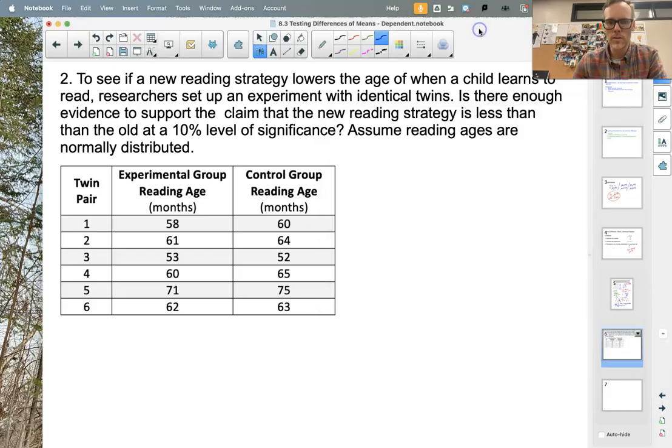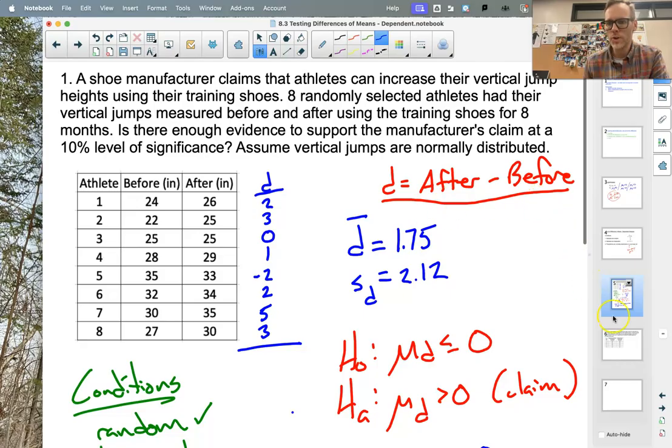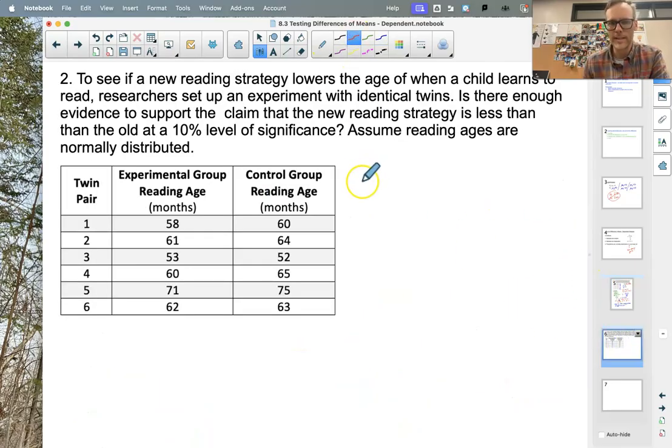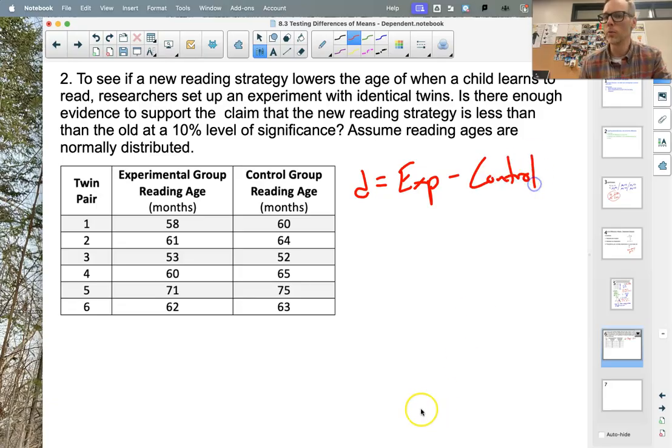Now we want to subtract these. Just like I said on the last one, let's note which order we're subtracting. Again, it doesn't make a difference, pun intended, unless we are goofing up writing our hypotheses. So which way do we want to do this? Do we want to take the experimental group and subtract the control group, or the control group and subtract the experimental group? Again, this isn't a before and after thing here. I don't know. Let's just take the experimental group minus the control group.